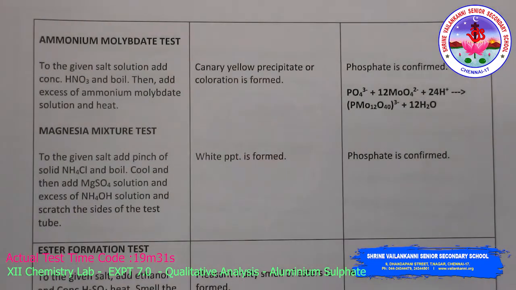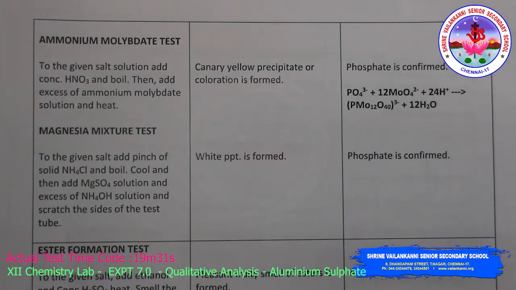Ammonium molybdate test. To the given salt solution, add concentrated nitric acid and boil. Then add excess ammonium molybdate solution and heat. A canary yellow precipitate or color is formed, which means phosphate is confirmed.